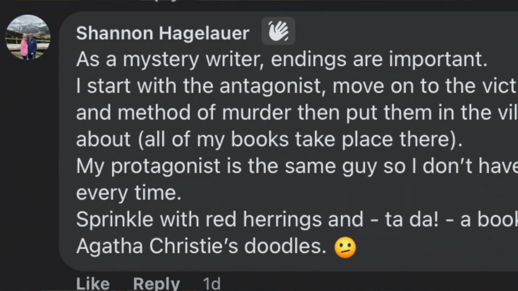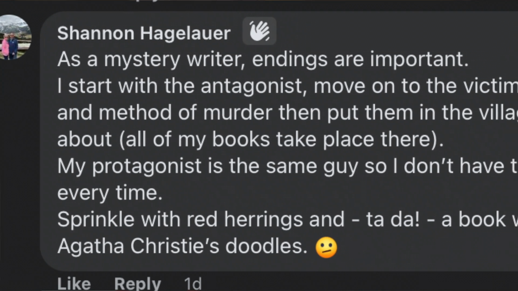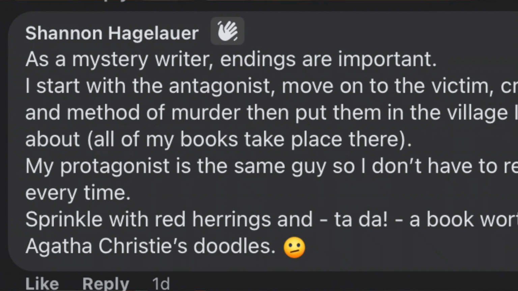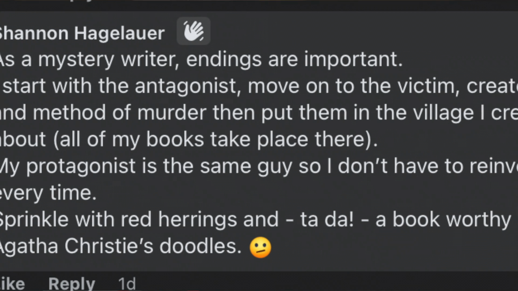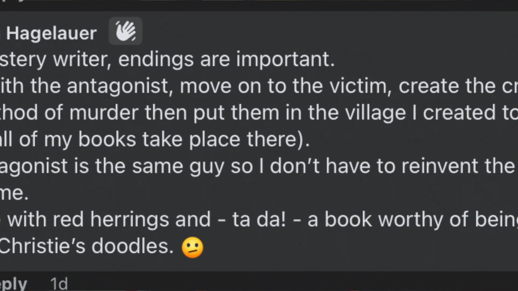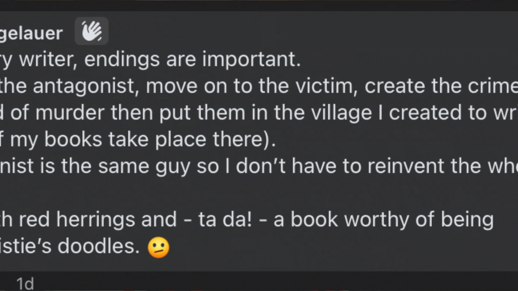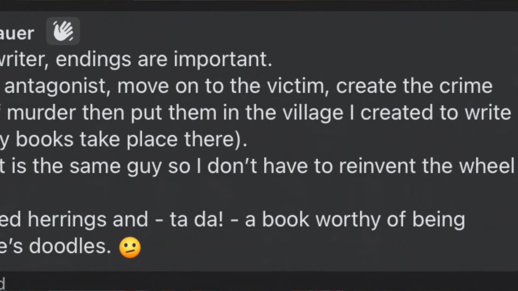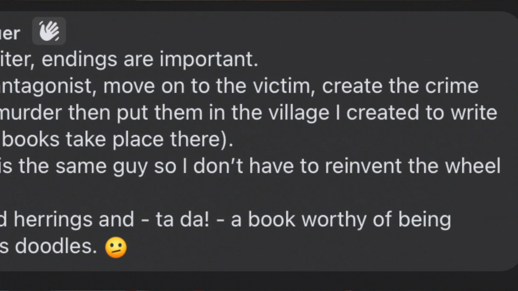Before we let you go, I got a couple more responses from the writing groups that I belong to online. Shannon Hagelauer, a mystery writer, says the ending in mystery writing is so important. She says, I start with the antagonist, move on to the victim, create the crime and method of murder, then put them in the village I created to write about. All my books take place there. My protagonist is the same guy, so I don't have to reinvent the wheel every time. Sprinkle some red herrings, and ta-da! A book worthy of being Agatha Christie's doodle.